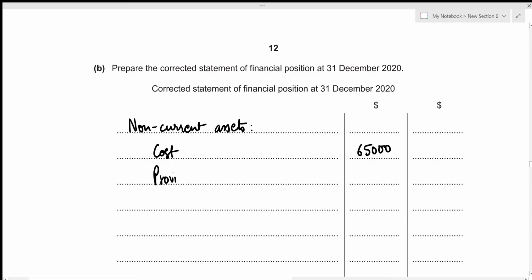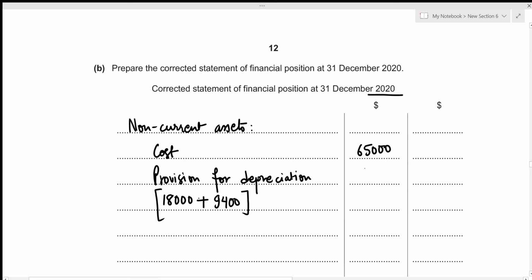Then we need the provision for depreciation. The provision for depreciation at the year ended 31st December 2019 was 18,000, which we figured out in the previous part. But this is the corrected statement of financial position at 31st December 2020, which means that we also need to add the depreciation charge for this year to the provision for depreciation. So we also figured out the correct depreciation charge to be 9,400. So we are just going to add this amount to the last year's provision for depreciation. This gives us the total required provision for depreciation to be 27,400.